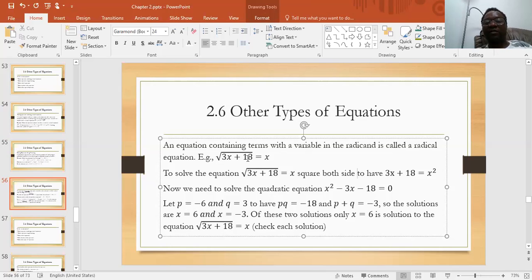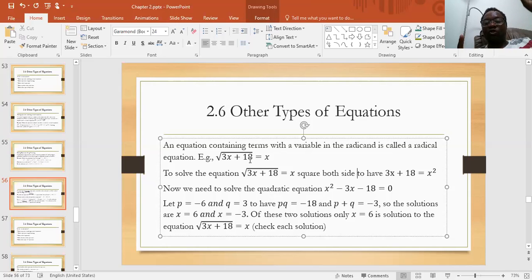Square root of 36 is 6. So the solution to this equation, 6, is good. That is the square root of 3x plus 18 equals x. If I replace x now by minus 3, I will have 3 times minus 3 equals minus 9. And then when I do minus 9 plus 18, I get 9. So square root of 9 is 3.